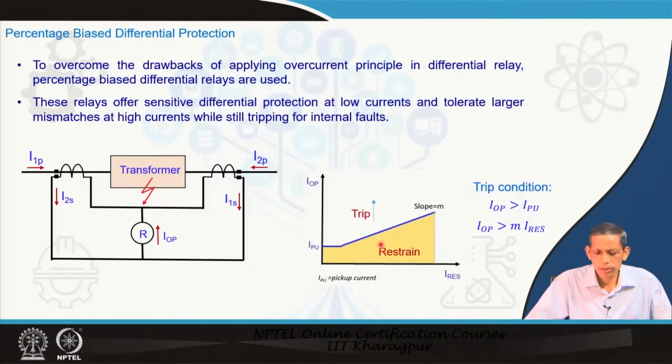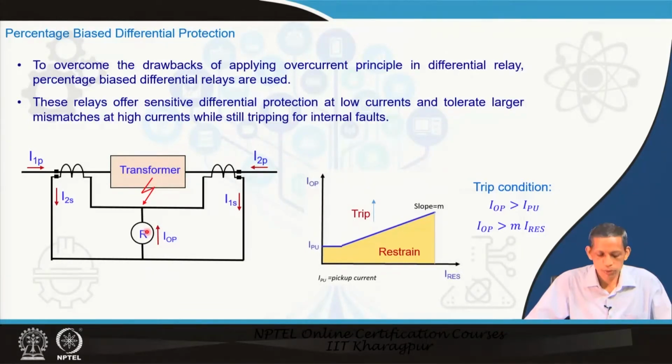The philosophy behind this is that whenever the through current, the external fault current, becomes much higher, let us say we consider one situation of CT ratio mismatch. If the CT ratio mismatch is there and the current for an external fault becomes very large, then because of the CT ratio mismatch the amount of current flowing through this branch is also larger. So, that is not an internal fault situation.